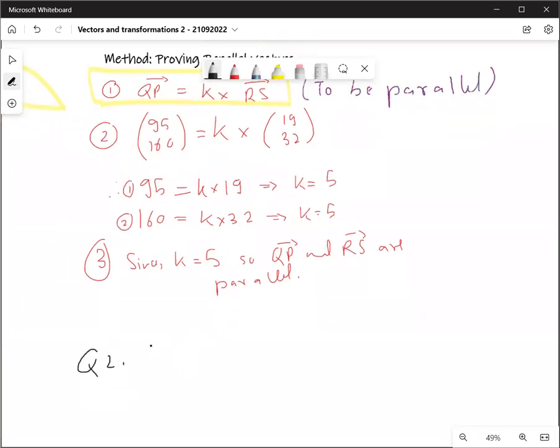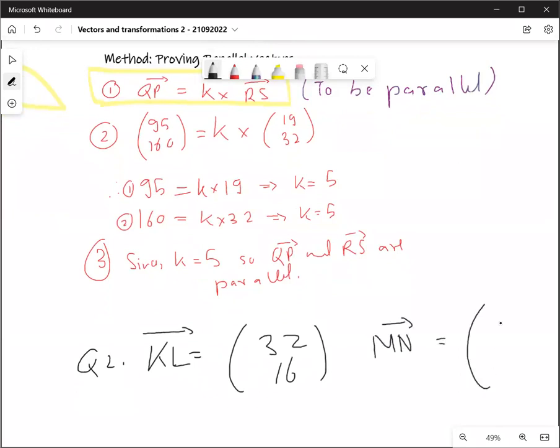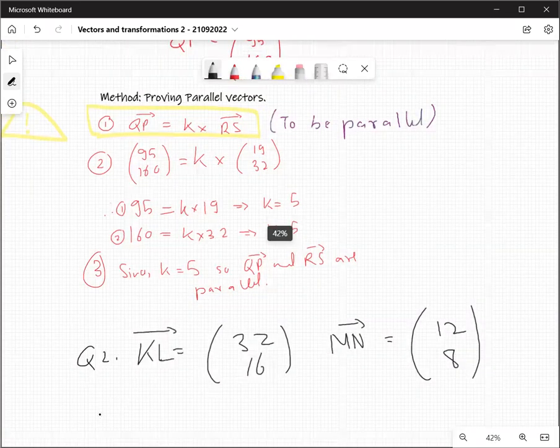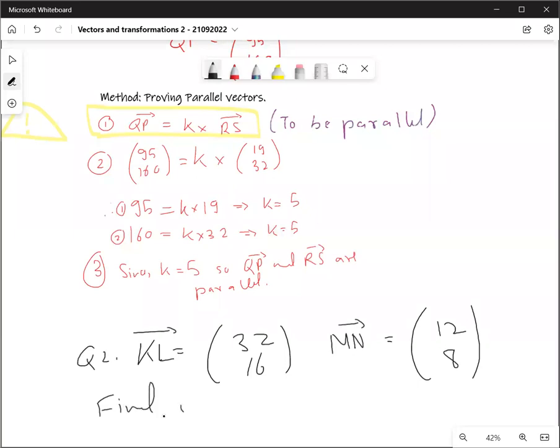Now I'll say KL is equal to 32, 16 and MN is equal to 12, 8. Find whether they are parallel. Send me the answer on WhatsApp.